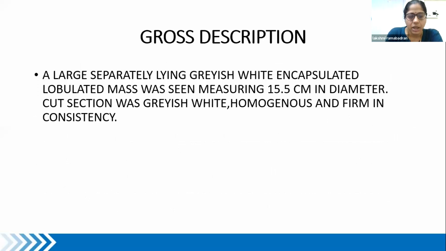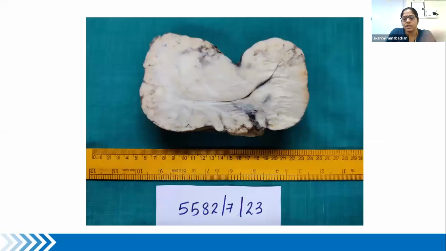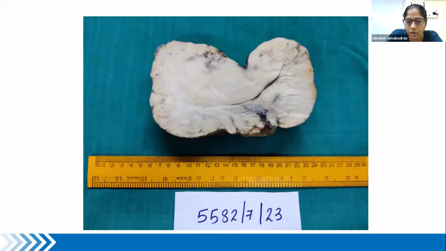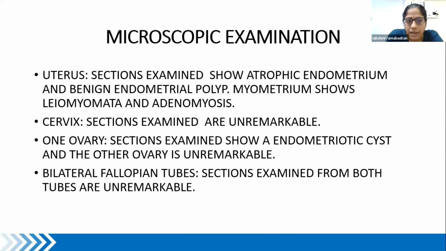On gross, madam, I received a separately lying grayish-white encapsulated mass measuring 15.5 centimeters in diameter. Its cut section was grayish-white, lobulated and homogeneous in consistency. This is the gross image I have affixed. Microscopically, the uterus showed a benign endometrial polyp and atrophic endometrium. One ovary showed an endometriotic cyst.